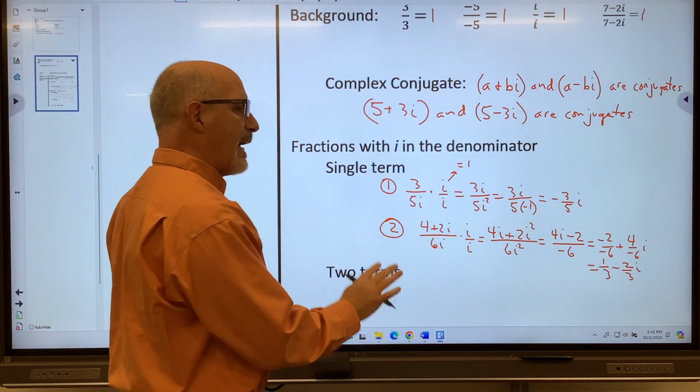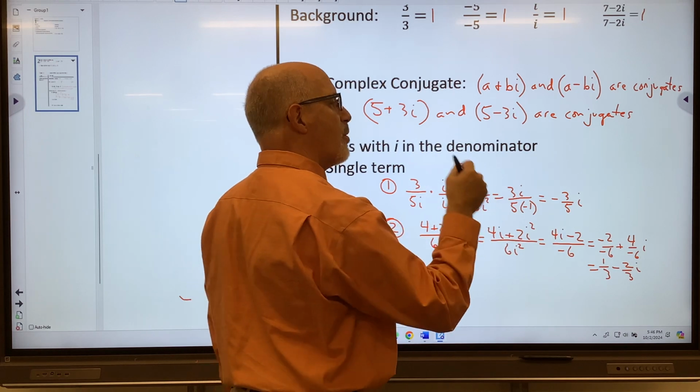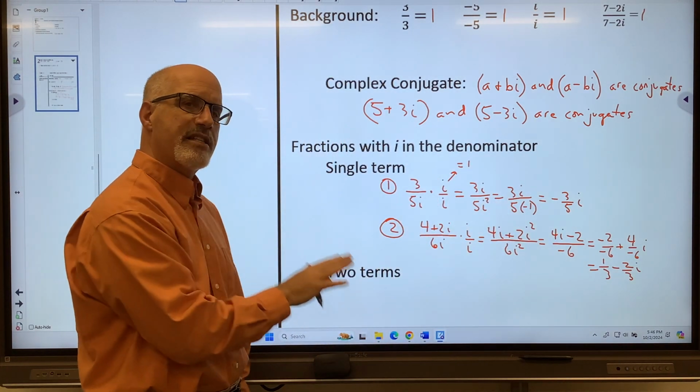So it's okay to have i's outside or i's in the numerator. What we don't want to have when we simplify is to have an i remain in the denominator.